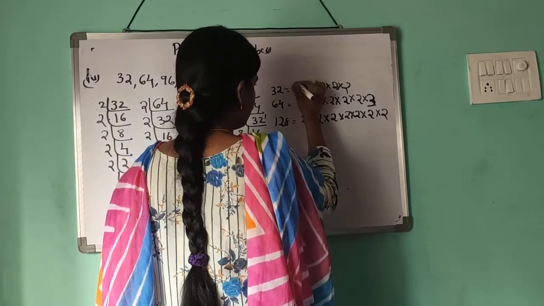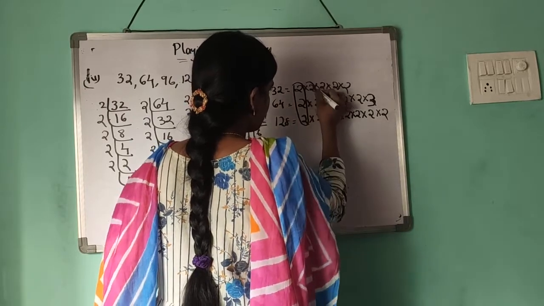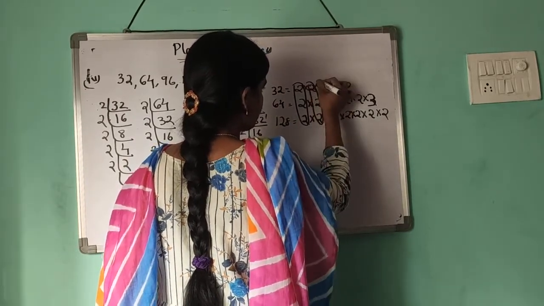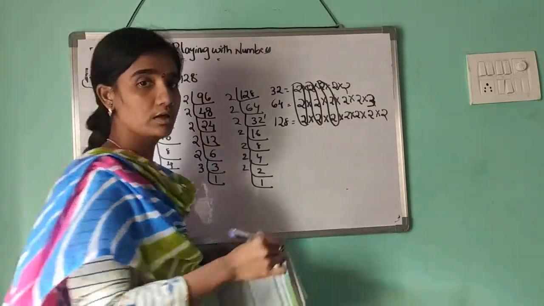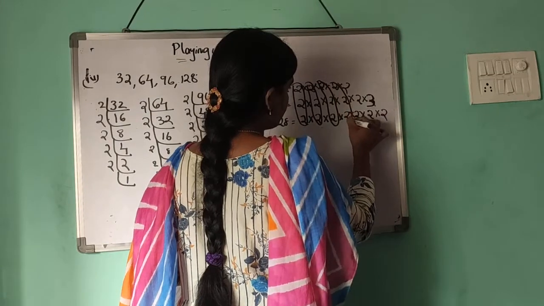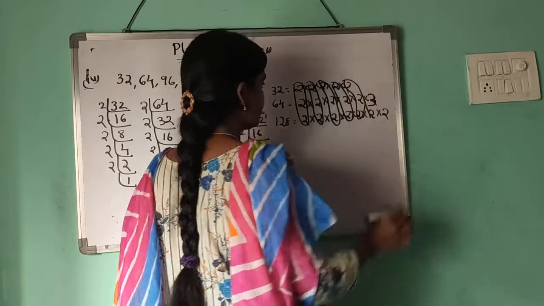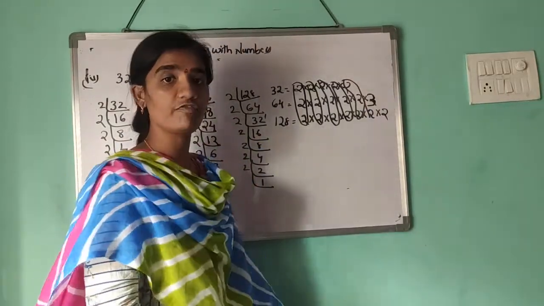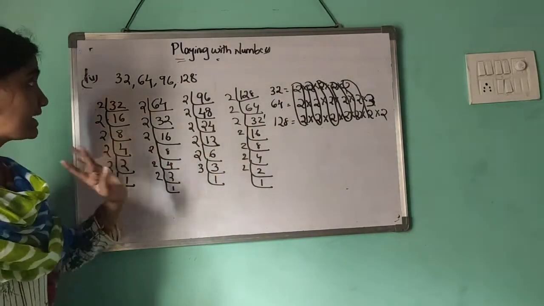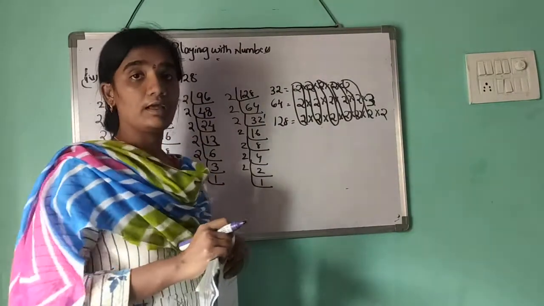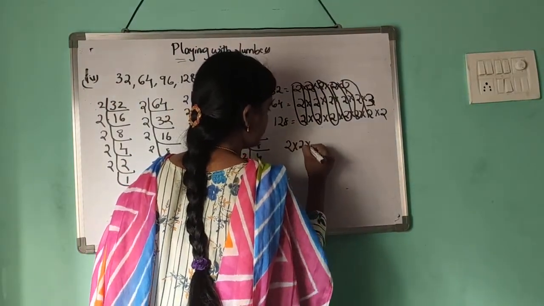These are common factors. 2 is there, 2 is there. This one also 2 is there. This one also, this one also, 2 is there. So how many 2s are there? 5 2s. Among these 4 numbers, how many common factors? 5 2s.